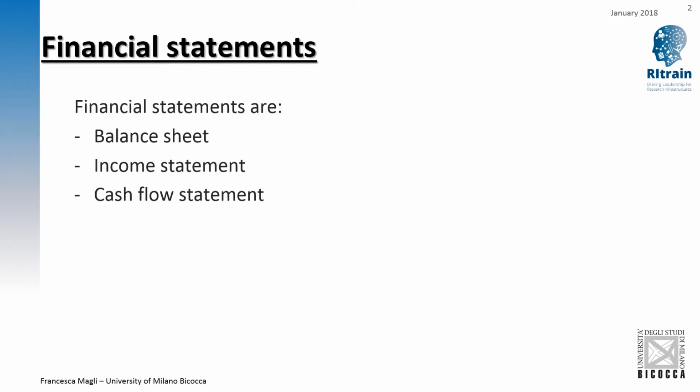The balance sheet is a statement of financial position. The income statement is a report that measures the performance of the company. And then there is the cash flow statement, which reports on a company's cash flow activities.